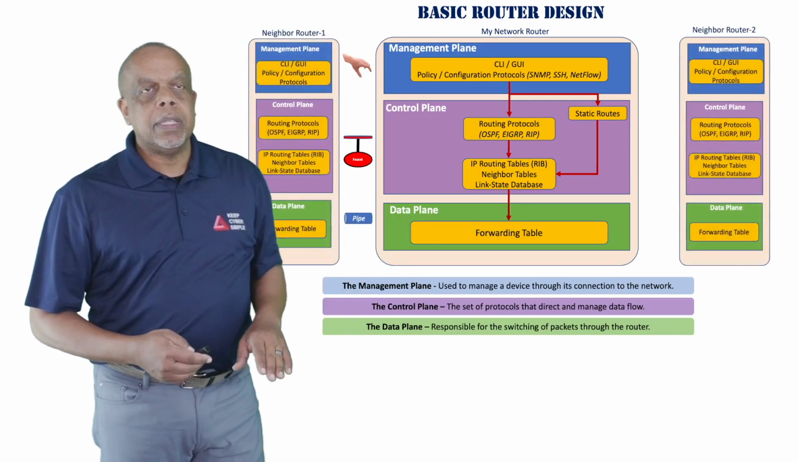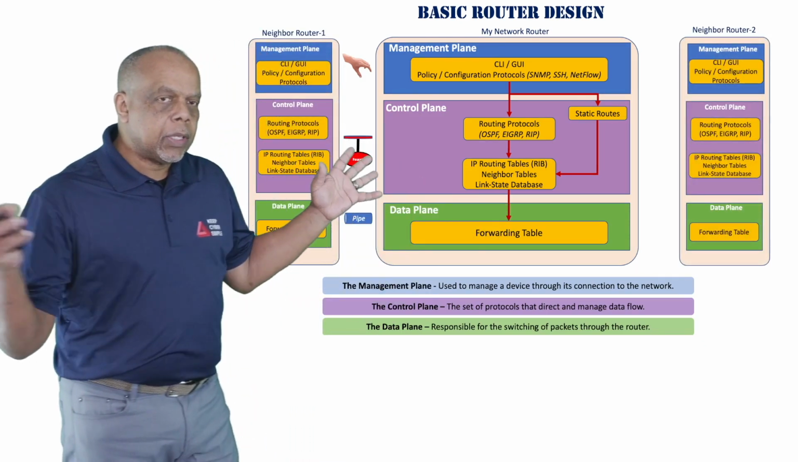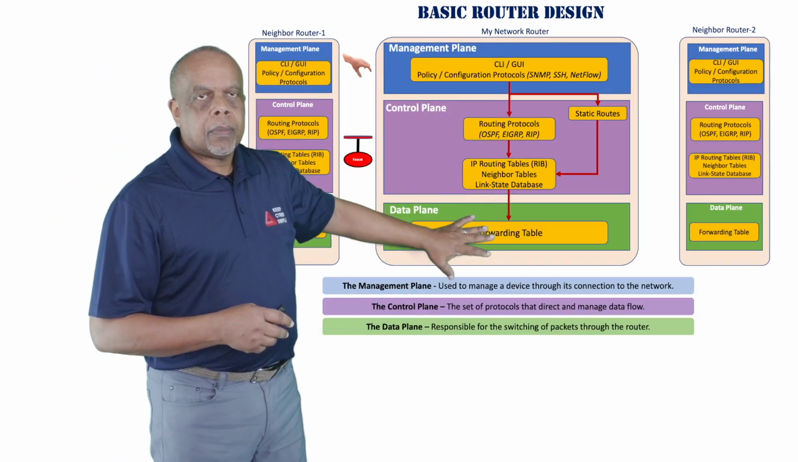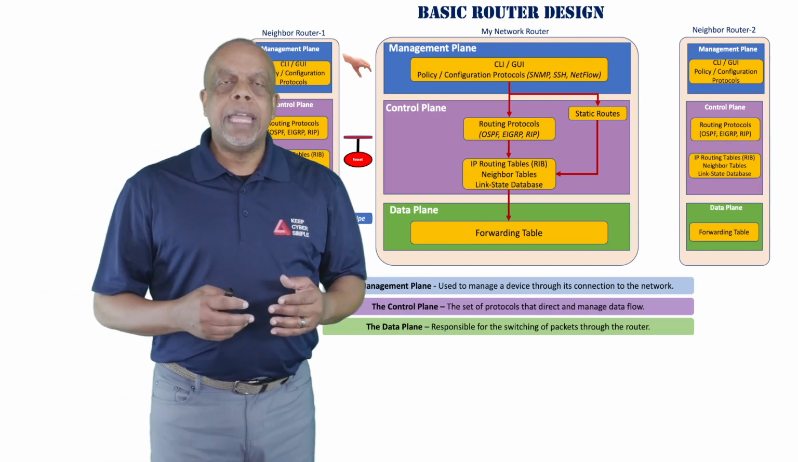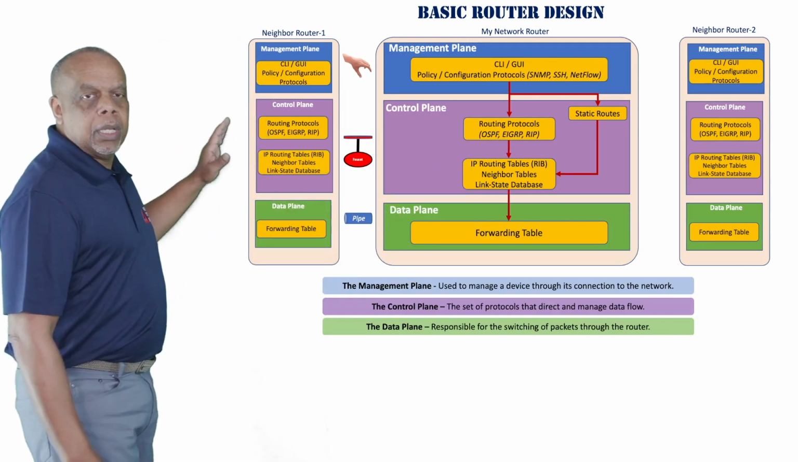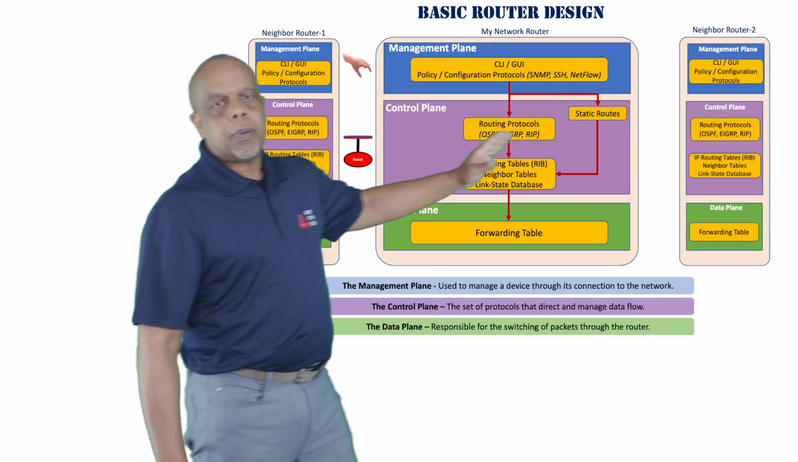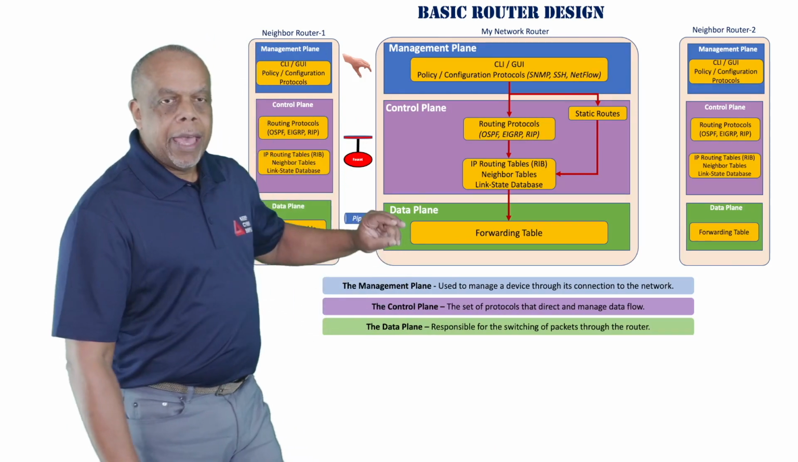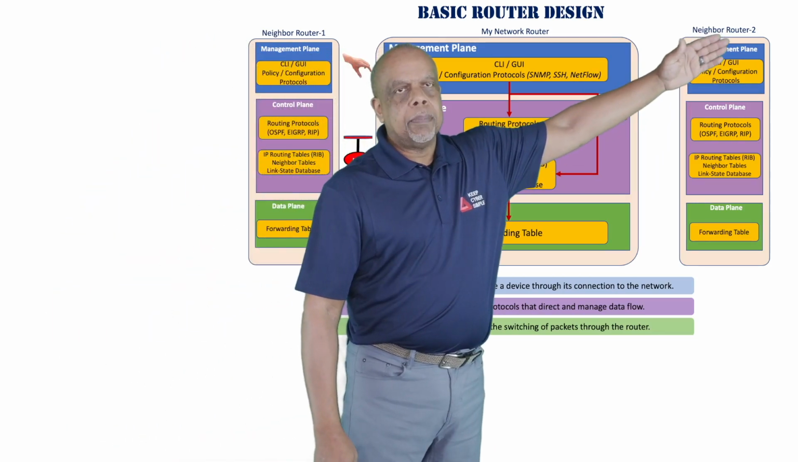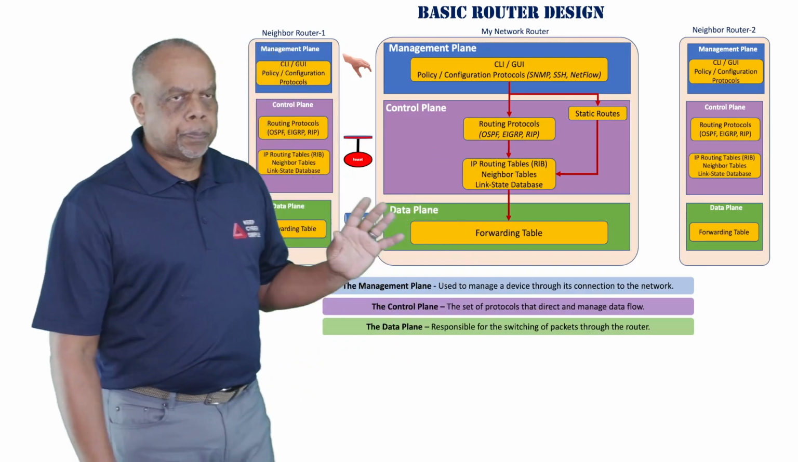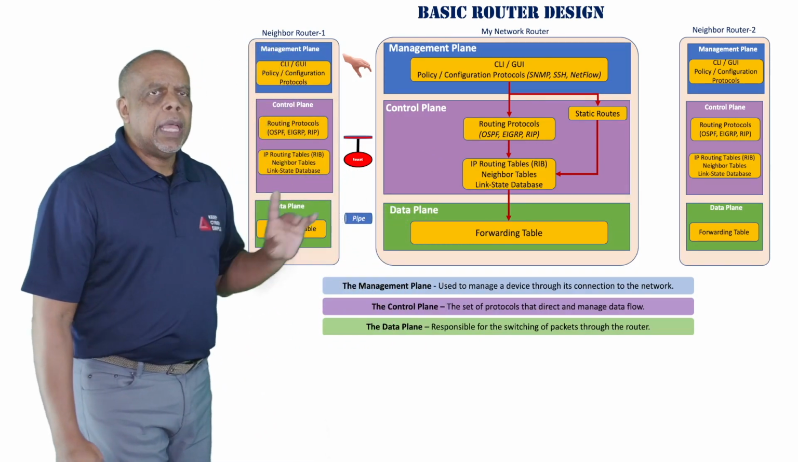Okay, so now let's build out our network a little bit more. This was my router. Now the thing with routers, they learn other routers, or neighbors. So let's say I had two neighbors, neighbor router 1 and neighbor router 2. They have the exact same thing. You see, they have the same planes: management, control, data in both of those routers.